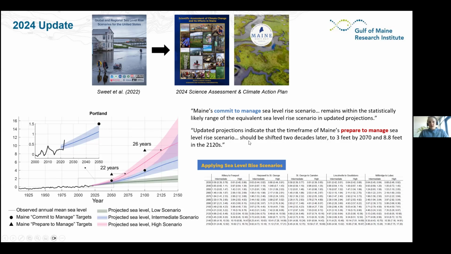And then for the prepare to manage scenario, we said that they should just be shifted 2 decades later, to 3 feet by 2070 and 8.8 feet by the 2120s. And then we provided a more step-by-step guide for when you're actually applying these scenarios to localized decision making. Here's a table of the really awesome gridded projections, on a 1 degree grid, that are provided by the 2022 technical report.